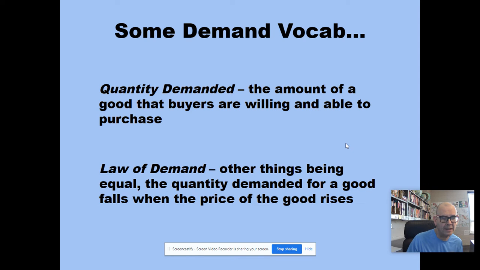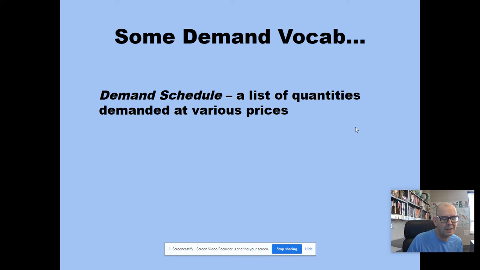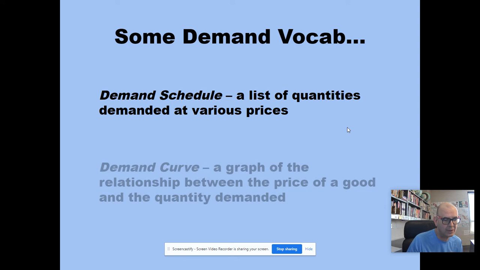The law of demand is very intuitive. Other things being equal, ceteris paribus, the quantity demanded for a good falls when the price of the good rises. This just makes sense. When the price goes up, the market will demand less. When the price goes down, the market will demand more, given those changes in prices. Now, a demand schedule is simply a list of quantities demanded at various prices. We've got a list of prices and a list of quantities demanded in the current market at each price. And obviously, the quantity demanded will go up as the price goes down and vice versa.